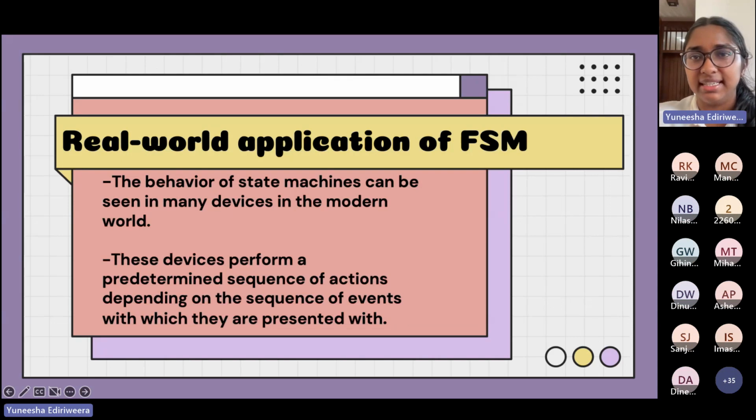As Himansha said earlier, let's look into some of the real-world applications of FSM. The concept of FSM can be seen in many devices in the world. According to the concept, these devices perform a predetermined sequence of actions based on the sequence of events which are given to them as inputs. Earlier, I mentioned that elevators, traffic lights, and vending machines use the concept of FSM.